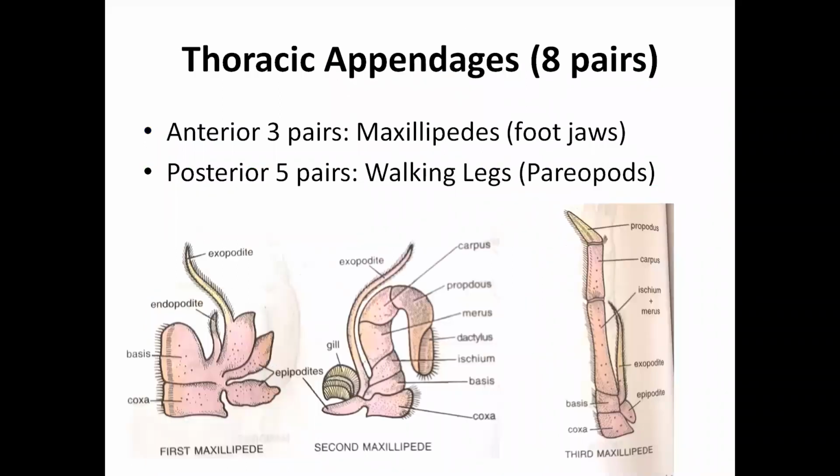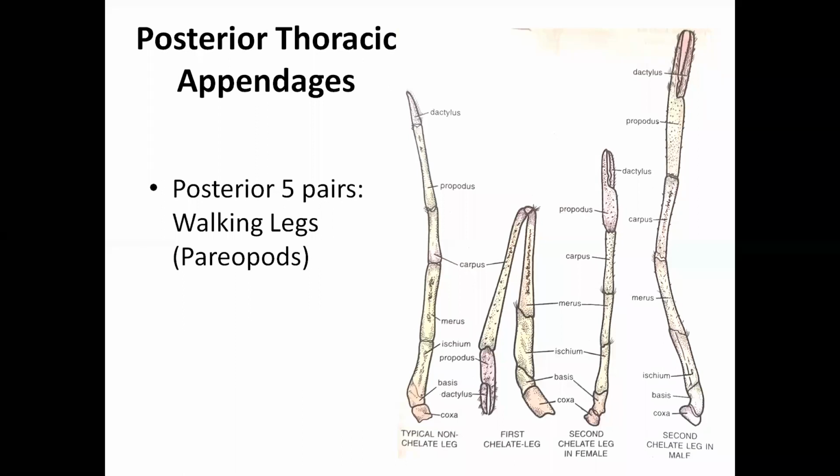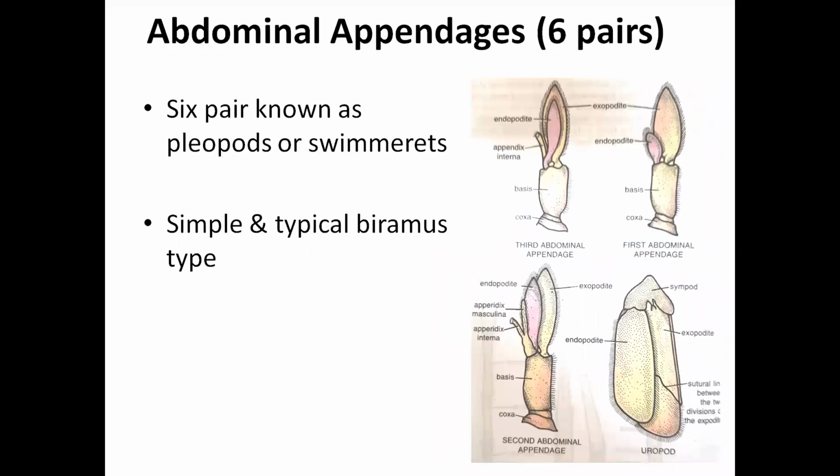And then we also talked about the 8 pairs of thoracic appendages. The first 3 anterior pairs are known as maxillipeds or foot jaws, and the posterior 5 pairs are known as walking legs or pereopods. The first and second legs are chelate legs, and the third pair of walking legs is also chelate in the palaemonoid prawn, and the last 2 are non-chelate legs. In the last class we were not able to talk in detail about the abdominal appendages.